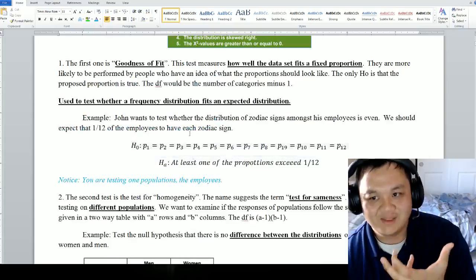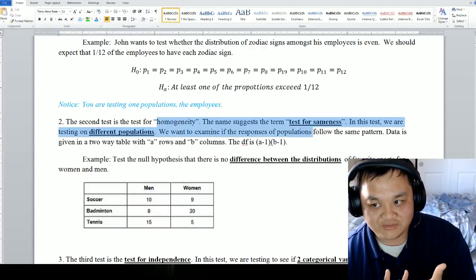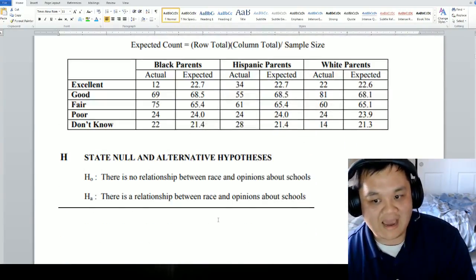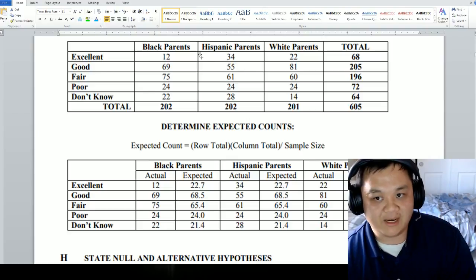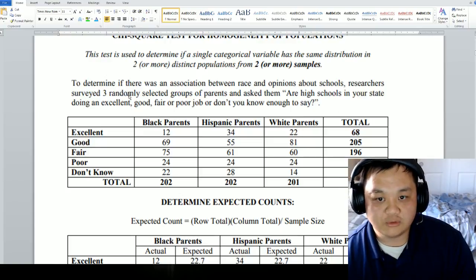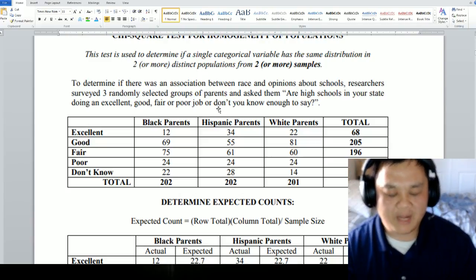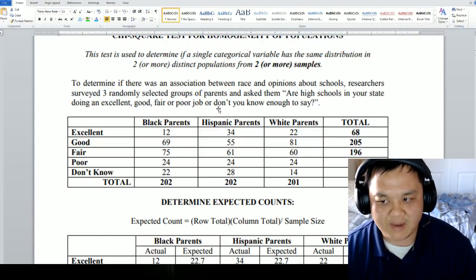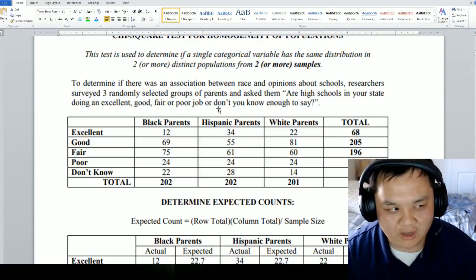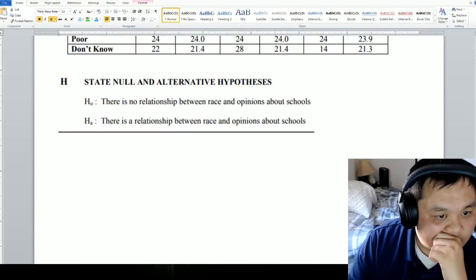This is what I'm telling you. The test for homogeneity, or sameness, and the test for independence are basically almost the same. But in this question, they're not asking if these opinions are independent from each other. Does that make sense? Look at what the researchers are asking. Researchers surveyed three random groups of parents and asked them, "Are high schools in your state doing an excellent, good, fair, or poor job?" This is not asking if the black parents, the Hispanic parents, and the white parents' opinions are different from each other, right?